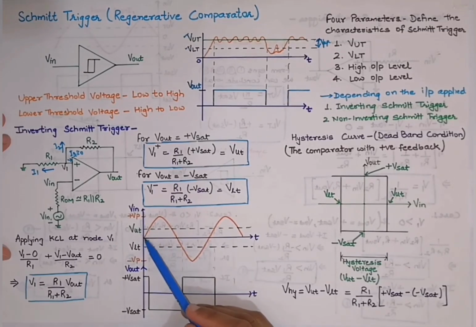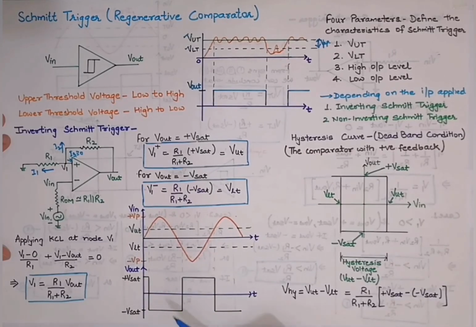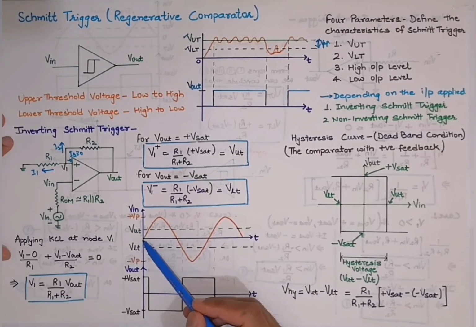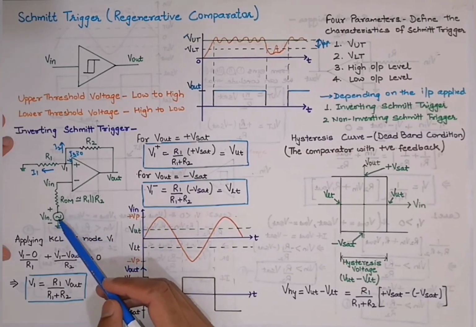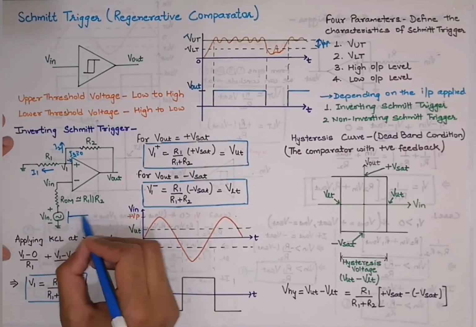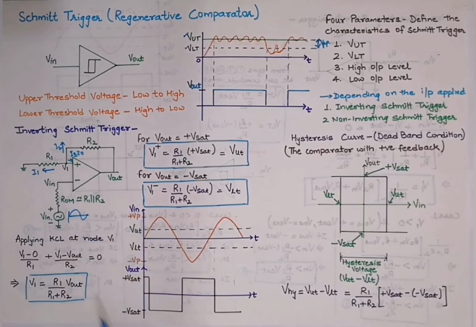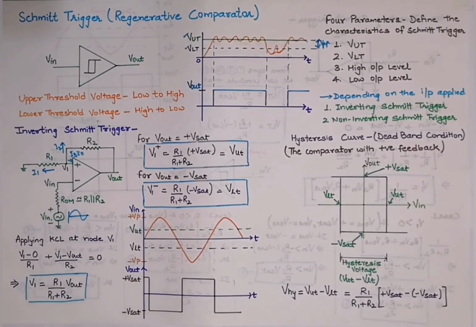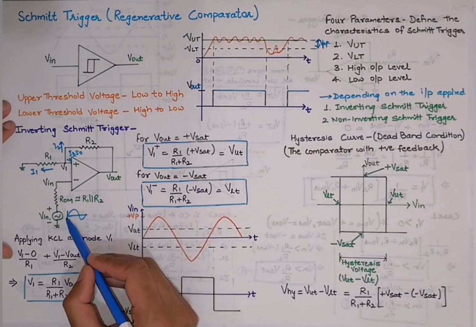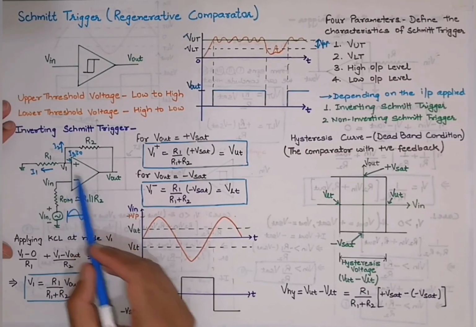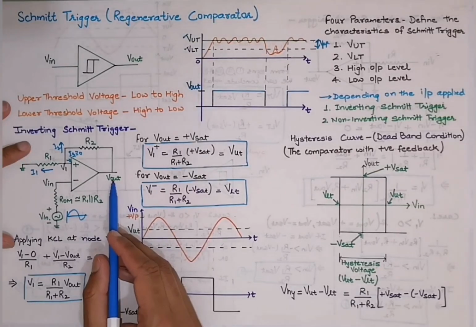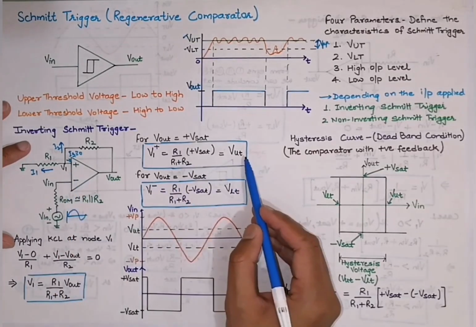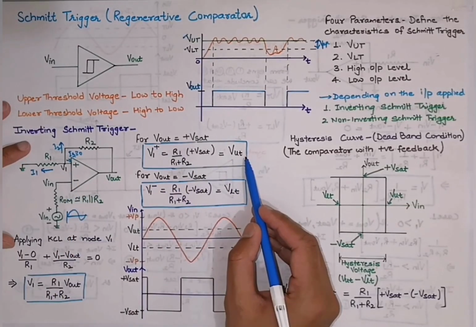I have assumed here a sinusoidal signal, and the two threshold signals are there. Now when I am moving from zero amplitude to a higher value, it means my sinusoidal signal that is applied over here is increasing from this 0 volt. Then at exactly 0 volt, if I assume my V out to be at plus V saturation in the initial case, then my V1 will definitely have this voltage, that is the upper threshold.